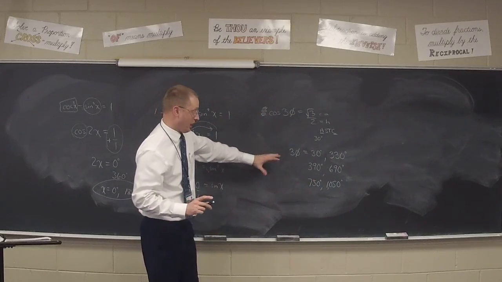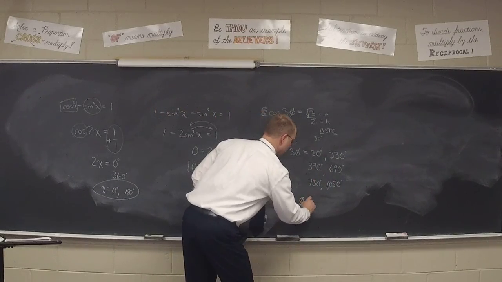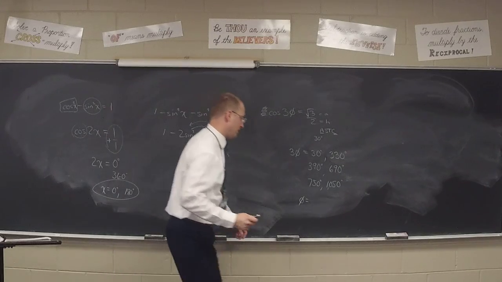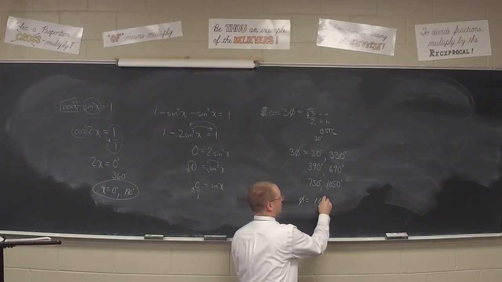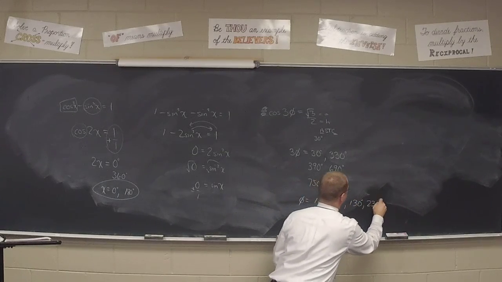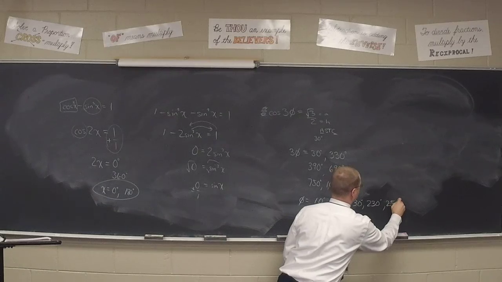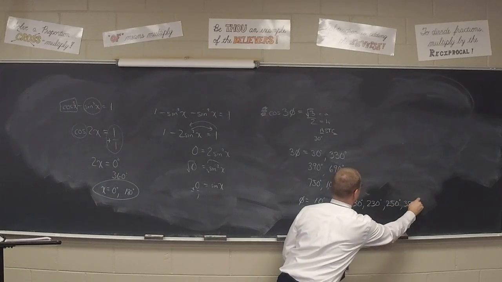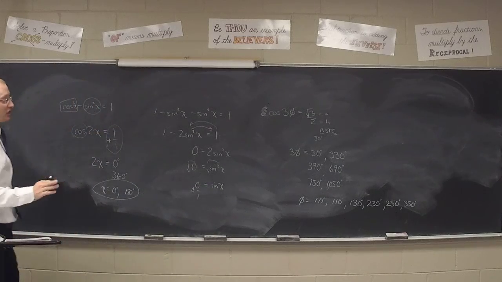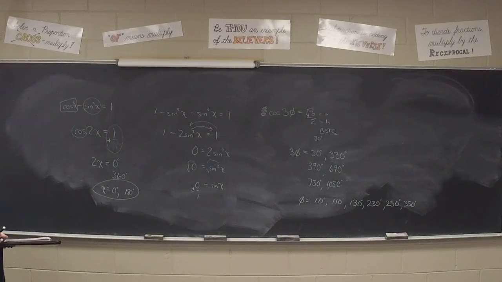I don't want 3 phi, I want phi. So now what do I have to do at the end, class? Divide everything by 3 to get 10, 110, 130, 230, 250, and 350. Of course, degrees on all of those. Don't want to lose little points for those.